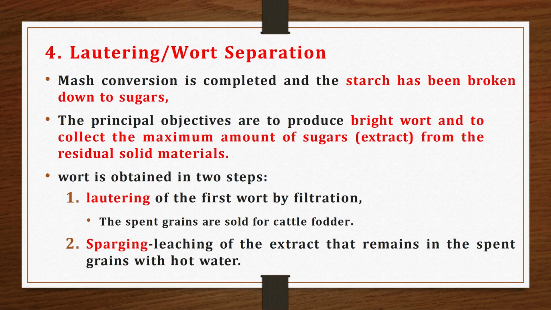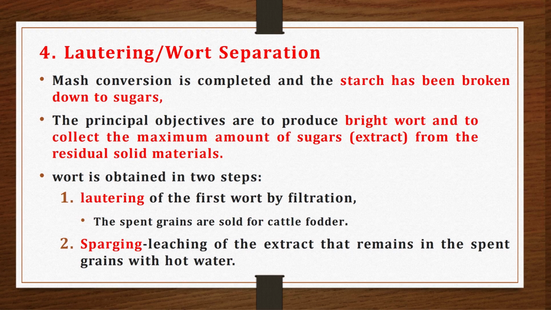Once mash conversion is completed and the starch has been broken down to sugars, we move to 4. Lautering or wort separation. The principal objectives here are to produce bright, clear wort, and to collect the maximum amount of sugars or extract from the residual solid materials. The wort is obtained in 2 steps. 1. First, lautering of the first wort by filtration. The spent grains left over are often sold for cattle fodder. 2. And second, sparging, which is the leaching of the extract that remains in the spent grains with hot water.